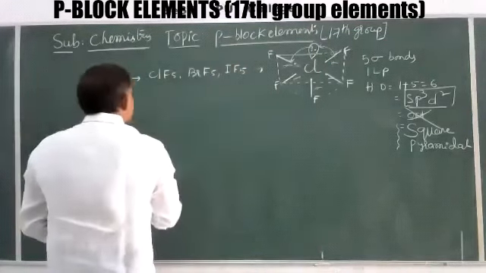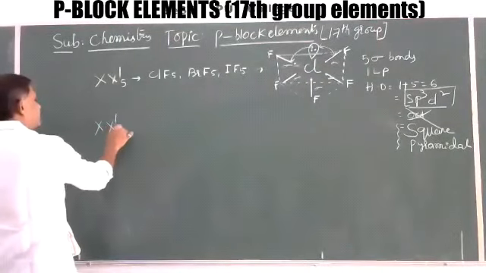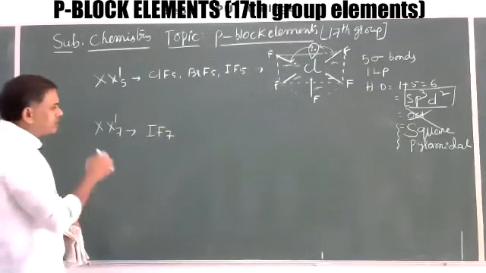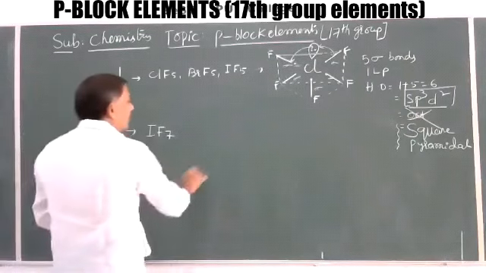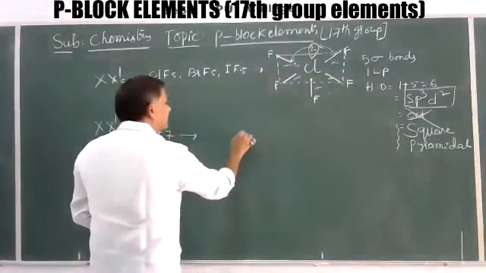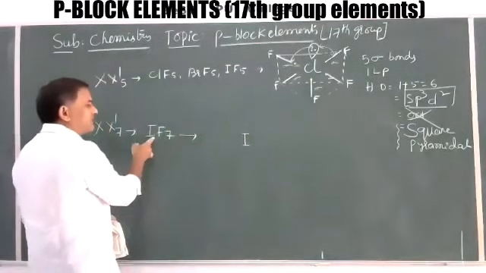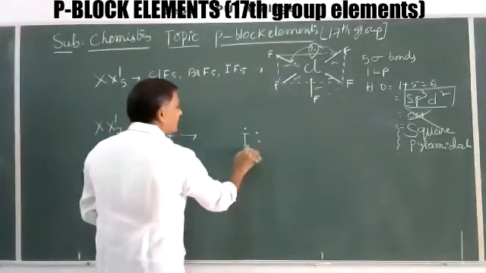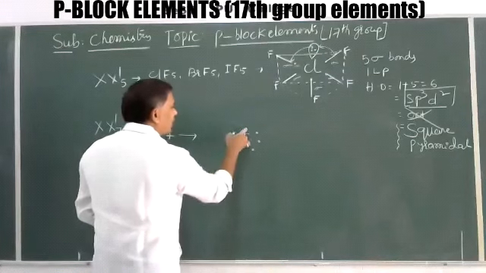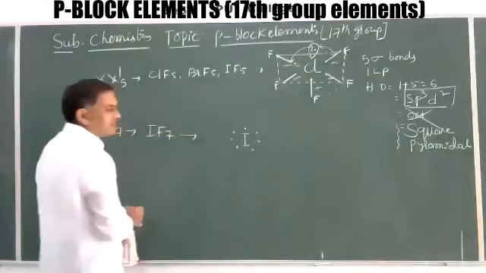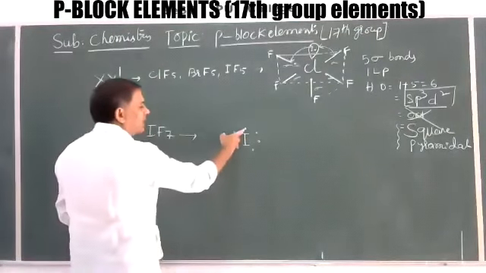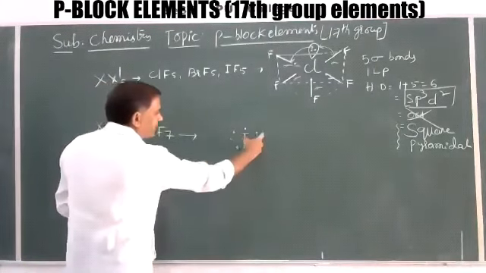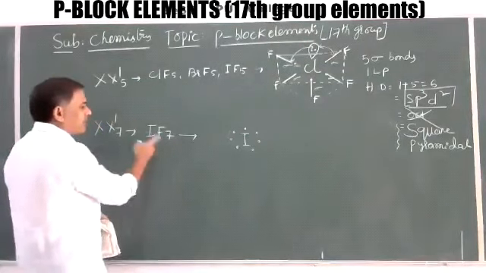Then the next one is the X dash 7 type, where IF7 is the best example, a stable molecule. In this, iodine is the central atom. Originally 7 valence electrons are there: 1, 2, 3, 4, 5, 6, 7. Out of 7, only 1 electron is single in the ground state, the remaining are paired, 1 pair, 2 pairs, 3 pairs. But around iodine, 7 sigma covalent bonds are required.